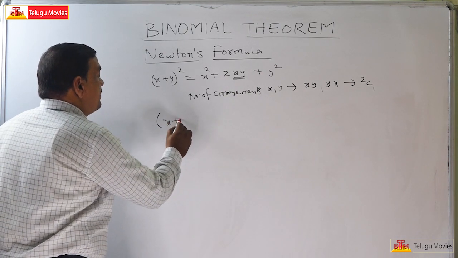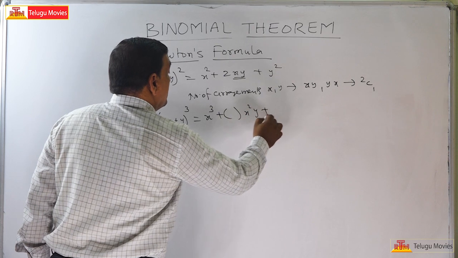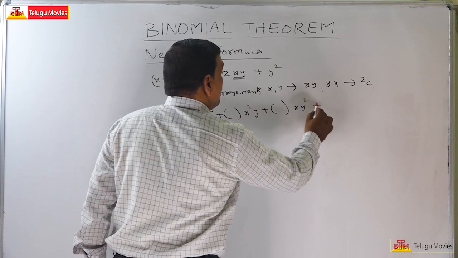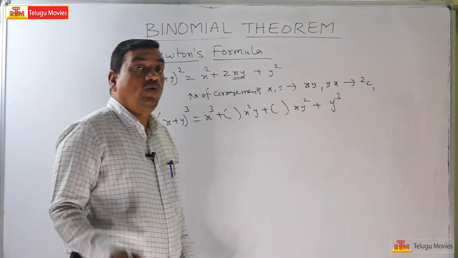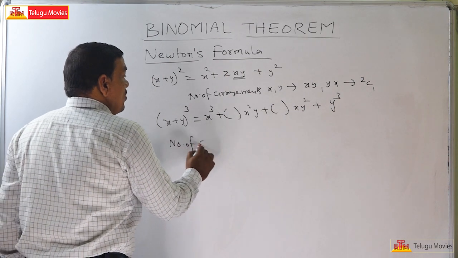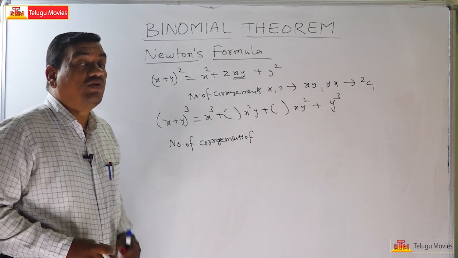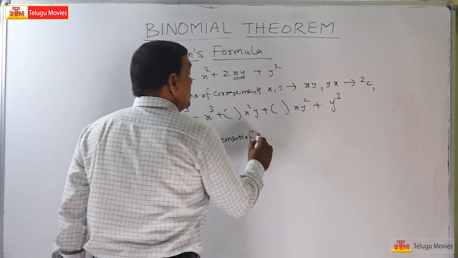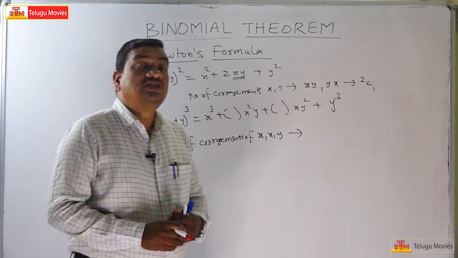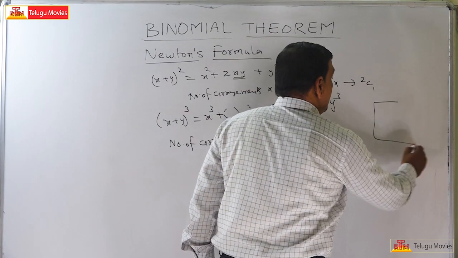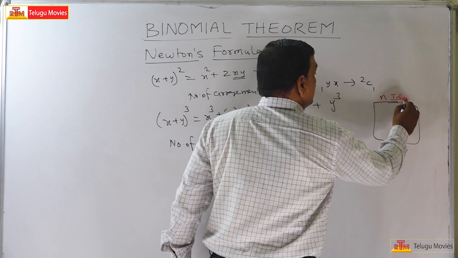Next, take x plus y whole cube. This is x cube plus something x square y plus something xy square plus y cube. If you want to find it, of course we know it is 3, 3. Now the number of arrangements of x square y: x square means there are 2 x's and 1 y. This is given by a formula from permutations and combinations. There are a total of n distinct items.